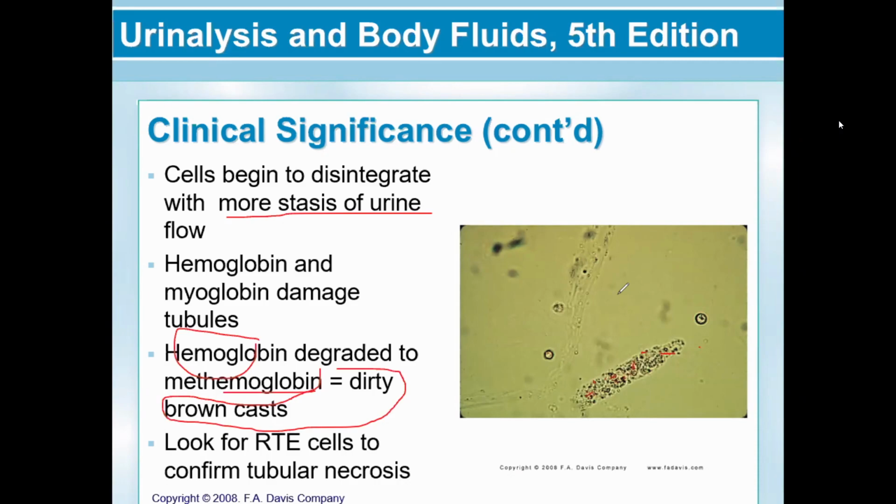Okay. So, look for RTE cells to confirm tubular necrosis. For example, we saw a dirty brown cast. Why look for RTE cells? Because remember, guys, we said that when our kidney tubules are exposed to hemoglobin, it is toxic to the kidney tubules. So that can cause necrosis. So there may be dirty brown casts together with RTE cells, or there may also be RTE casts. Okay? Cell casts. So our patient may already have tubular damage due to exposure to toxic hemoglobin.